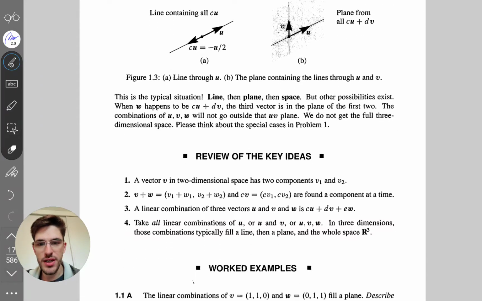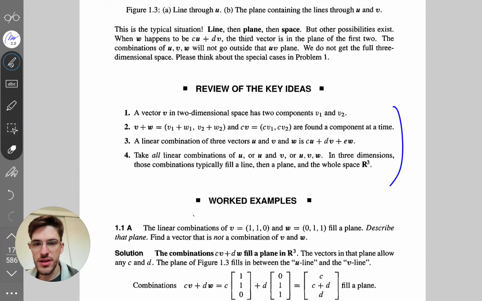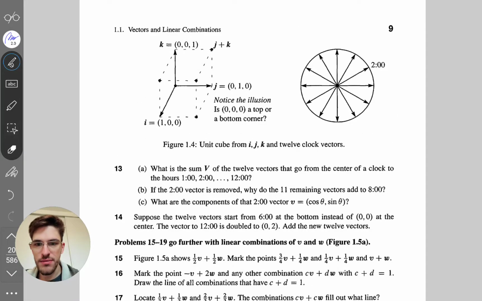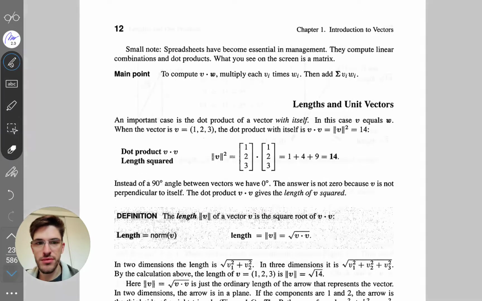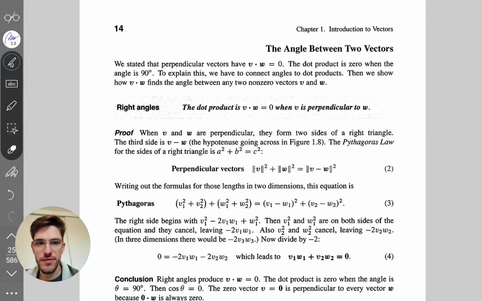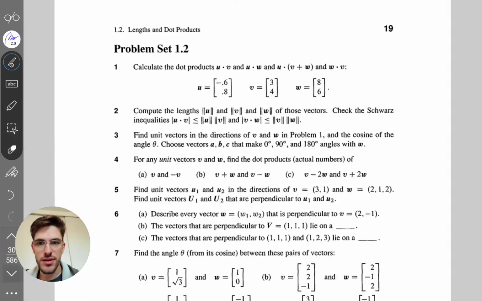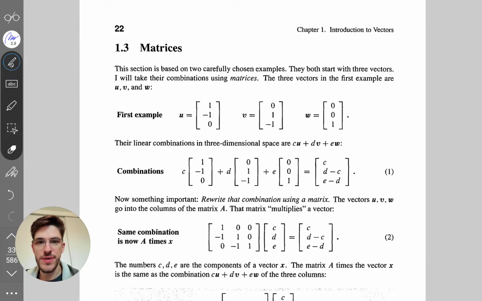Let's remember that. Here are the key ideas. A vector v has linear combinations, and then some kind of geometry thing, and then examples. I don't care about that. Problem sets. Lengths and dot product. Okay, that's more vectors, angles, key ideas, problem set. Matrices. Yeah, but I still don't care. Even matrices, I don't really care.